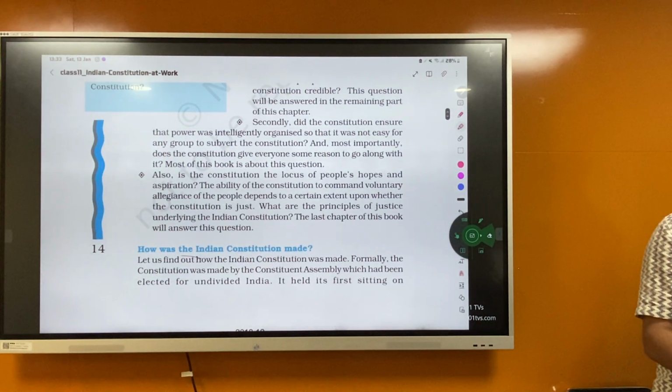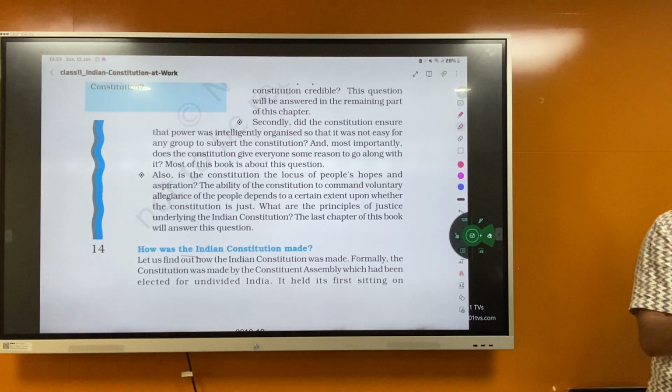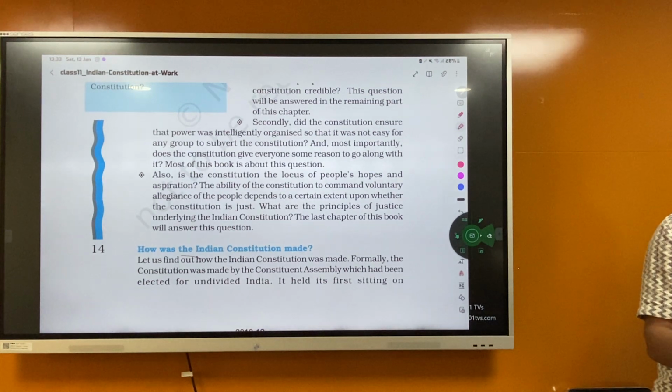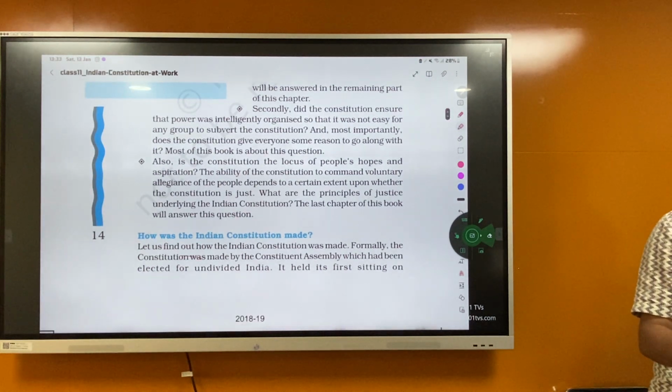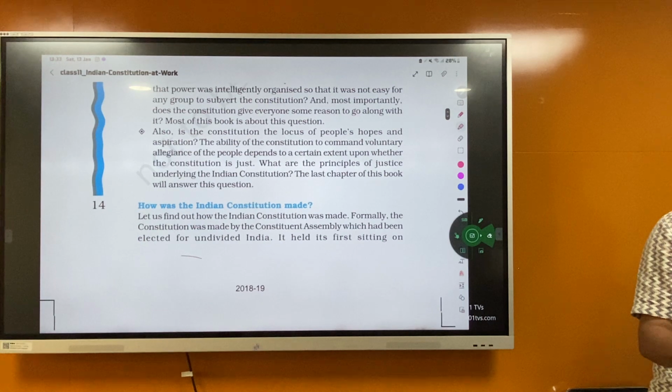Also, is the constitution the locus of people's hope and aspiration? See, everything is all about the citizen only, at the end of the day. It's we the people of India. So a good constitution or bad constitution, Ambedkar has said something about it. We'll talk about that in the coming chapters. The ability of the constitution to command the voluntary allegiance of the people depends to a certain extent upon whether the constitution is just. What are the principles of justice underlying the Indian constitution? The last chapter of this book will answer this question.